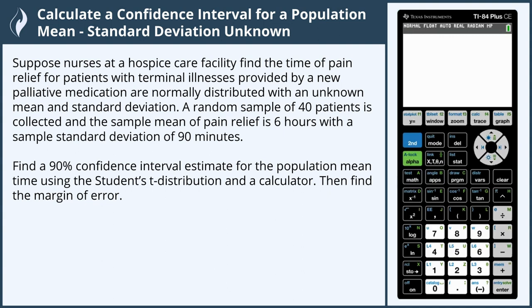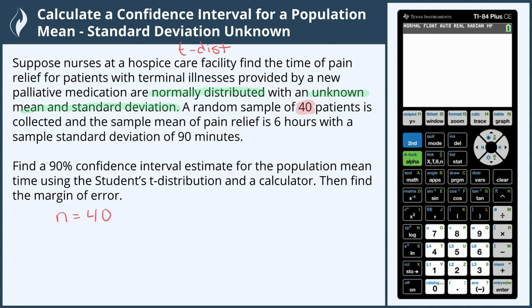Let's read through the problem again and highlight the things that were given to us. We were told that the data is normally distributed and that we have an unknown mean and standard deviation. This tells us that we can go ahead and move forward with a t-distribution. The next thing we were told is that we have a random sample of 40 patients. This means that n is 40.